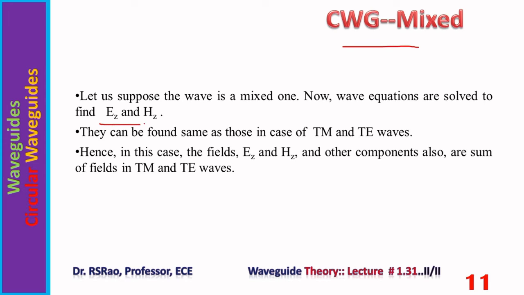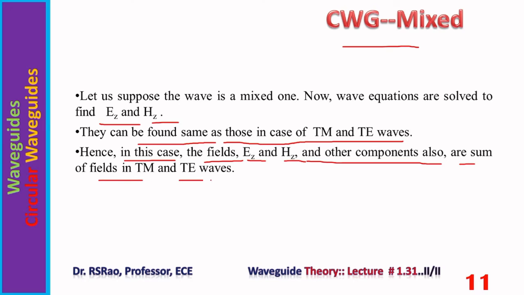Ez as well as Hz. Ez and Hz we have to find out. Of course, we can find them using wave equations as we did in case of TM or TE waves. Hence, in this case, fields Ez and Hz and other components are the same as those in TM and TE waves. See, what this point says is: Ez, Hz both components exist as the wave is a mixed wave.